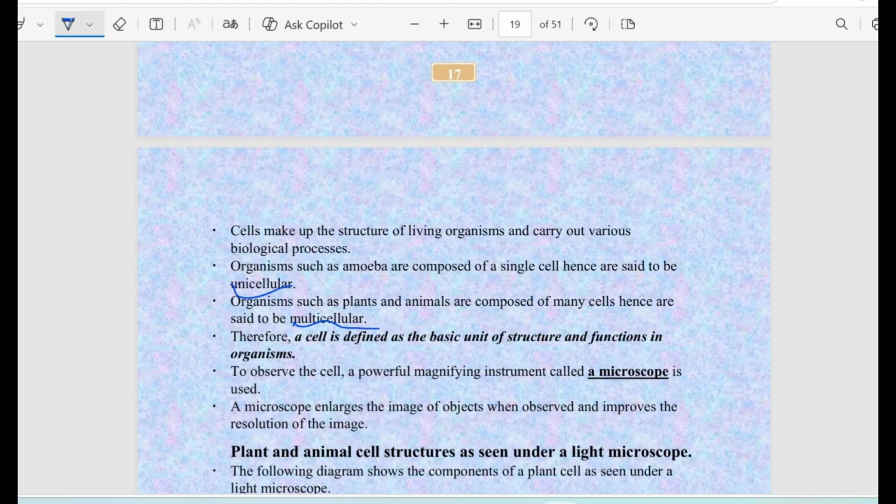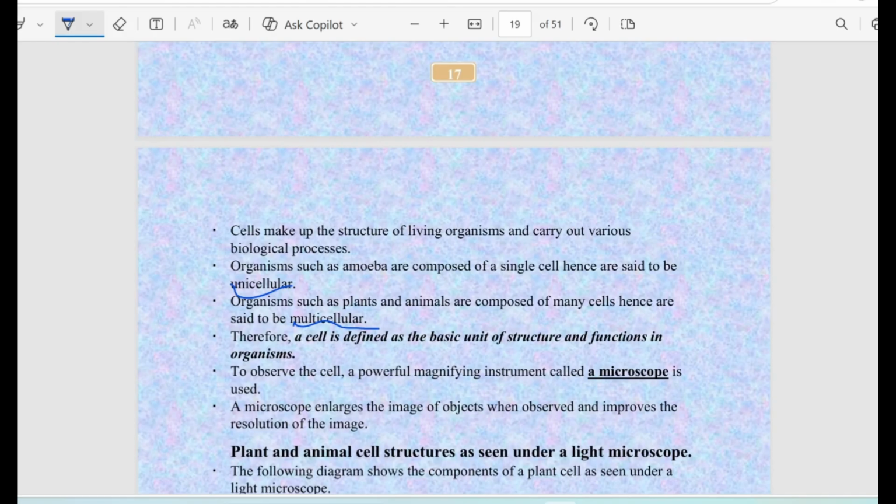Therefore, a cell is defined as the basic unit of structure and functions of the organism. So that's the meaning of a cell. A cell is the basic unit of the structure and functions in organisms.